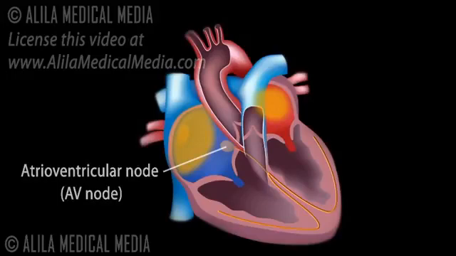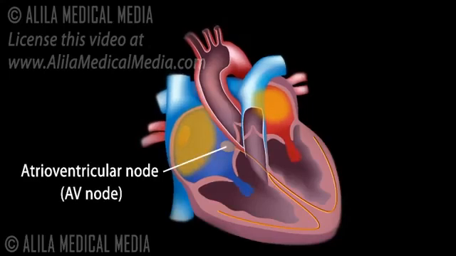The atrioventricular node, or AV node, is located on the other side of the right atrium, near the AV valve. The AV node serves as the electrical gateway to the ventricles. It delays the passage of electrical impulses to the ventricles. This delay is to ensure that the atria have ejected all the blood into the ventricles before the ventricles contract.